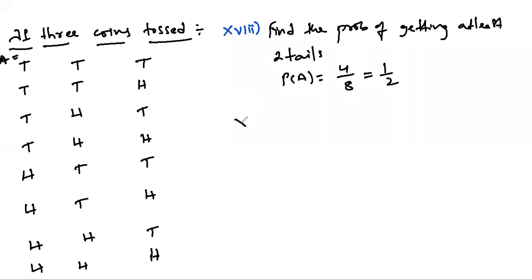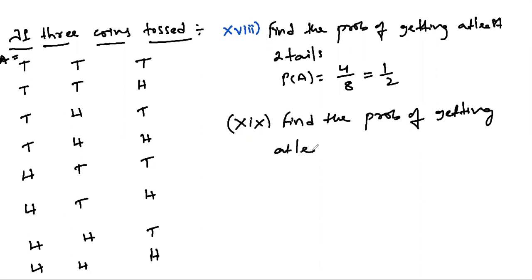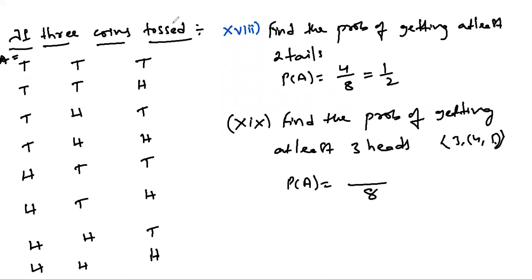Next, 20th question. Find the probability of getting at least 3 heads. 3 heads is minimum. That means 3 is compulsory. So we don't have 4 or 5 like that, right? So we should go only with 3 heads. So P of A is equal to, total is 8. So 3 heads, only 1 out of 8.